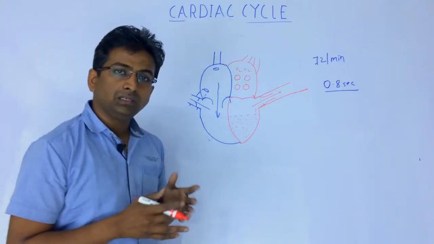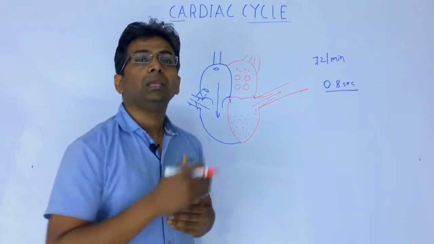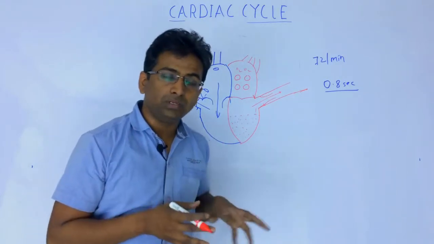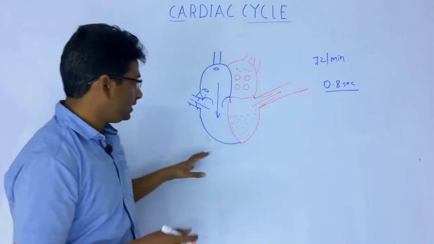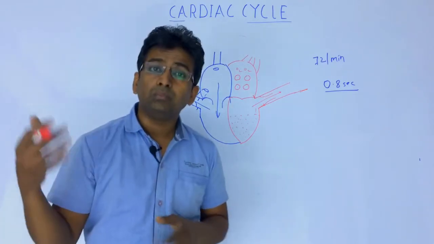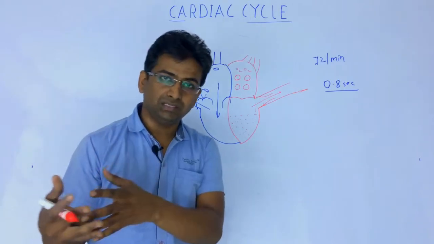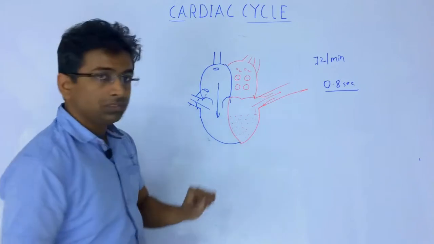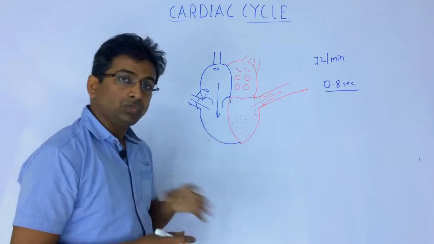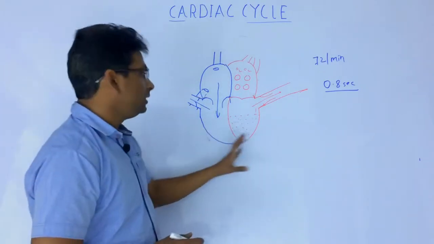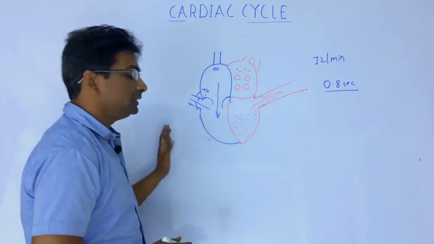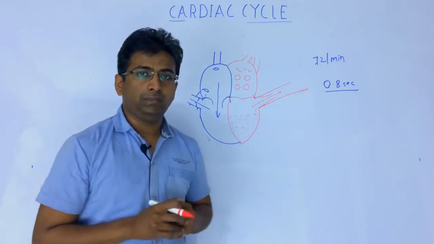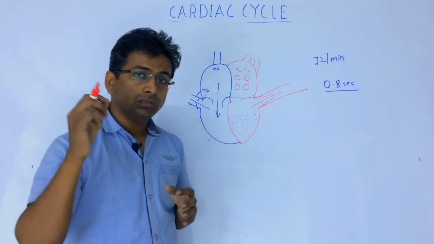So during systole, the pressure inside the left ventricle may exceed around 120, and during diastole it may be up to 80, while in the right ventricle it is around 25 millimeter of mercury during systole, and during diastole it may fall up to 15. Okay, so that is just a range. So you just remember, the ventricle has a higher pressure than the atria, and the left ventricle has more pressure than the right ventricle.